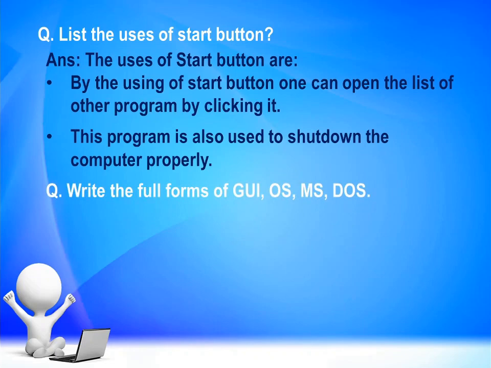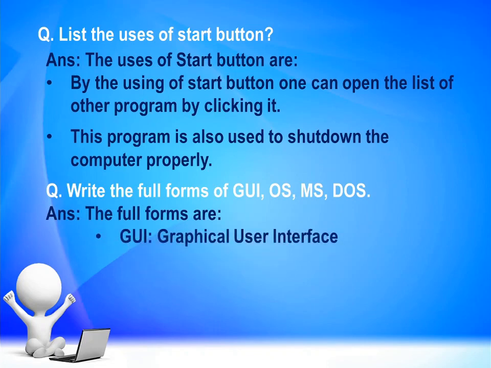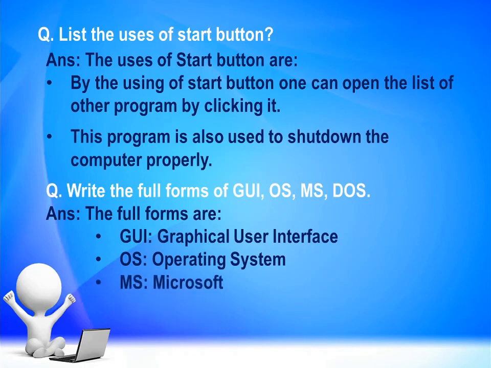Now the question is, write the full forms of GUI, OS, MS, DOS. The full forms are: GUI stands for Graphical User Interface. OS stands for Operating System. MS stands for Microsoft. And DOS stands for Disk Operating System.